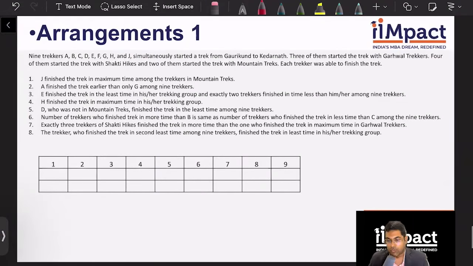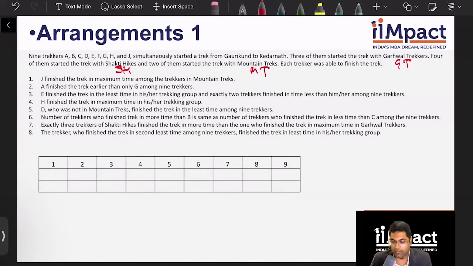How does this set look? Okay. I have 9 trackers A, B, C, D, E, F, G, H, and J, simultaneously started a trek from Gaurikund to Kedarnath. 3 of them were with Garhwal trekkers, 4 were with Shakti Hikes, SH, and 2 were with Mountain Treks, MT. So let's just call them SH, MT, and GT.